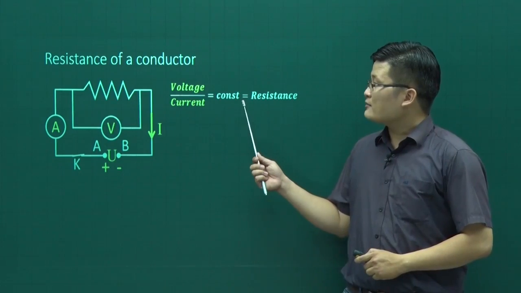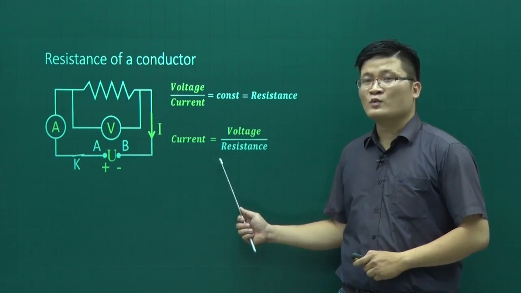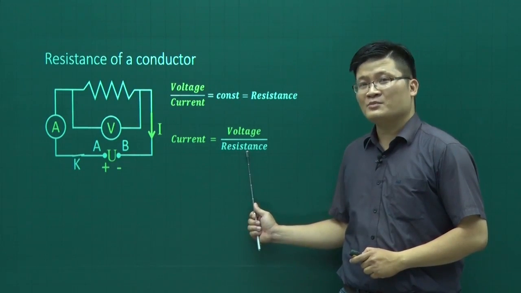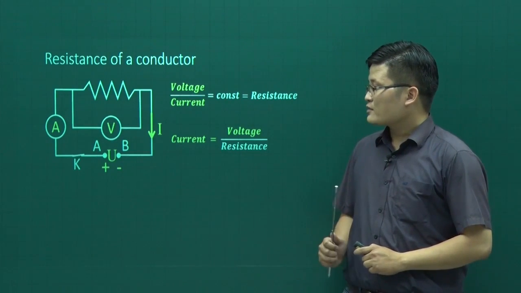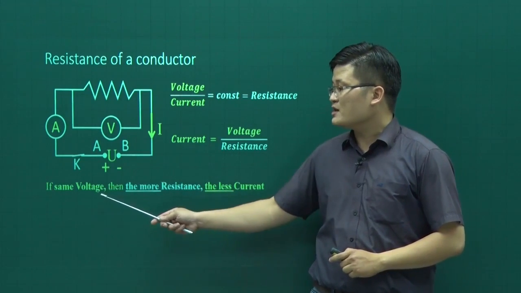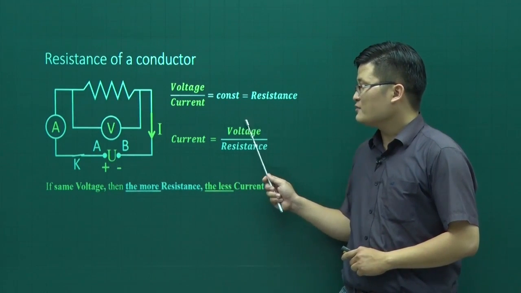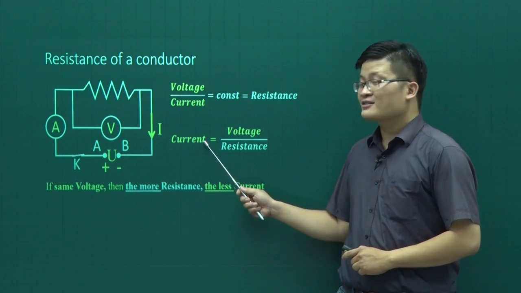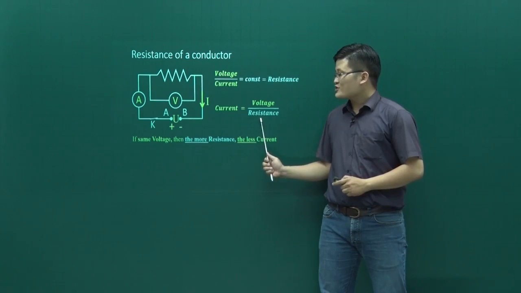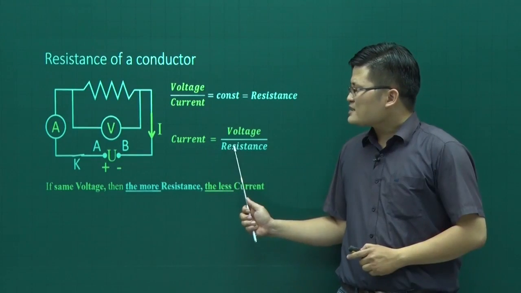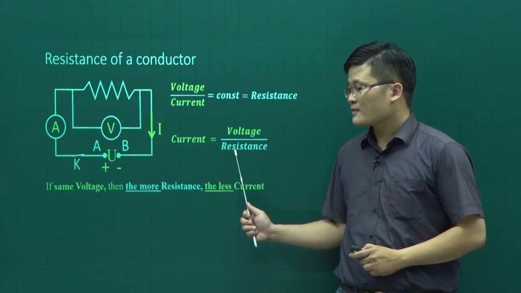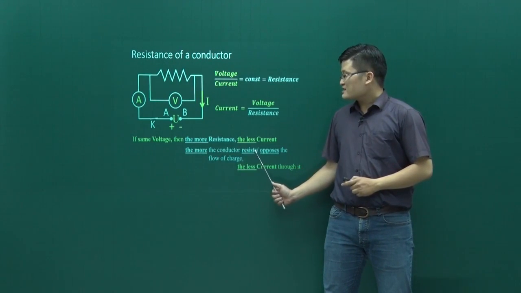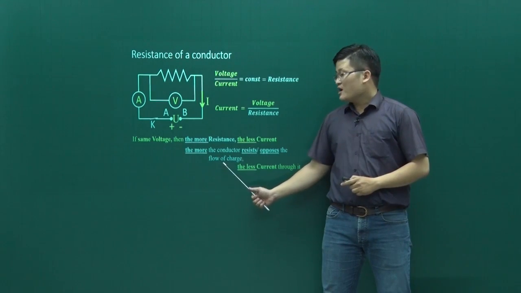And we can derive from this formula another one, from which we can explain a little bit further the meaning of resistance. Now, think about the case where we have the same voltage. So the more resistance, the less current goes through. Less resistance, more current. But what do we mean by more resistance? More resistance means the conductor resists and opposes the flow of charge.